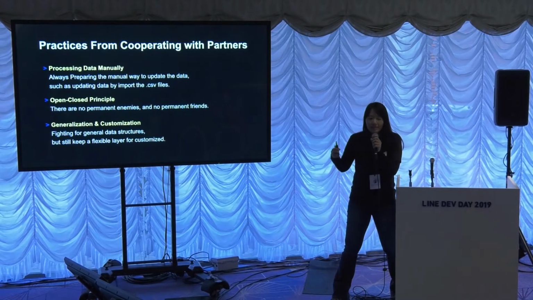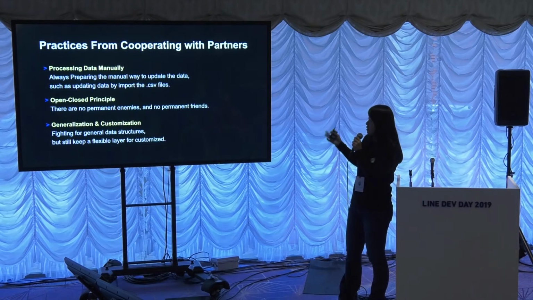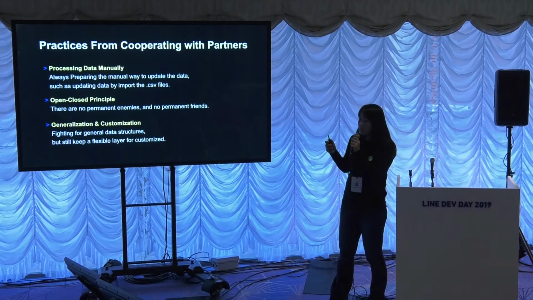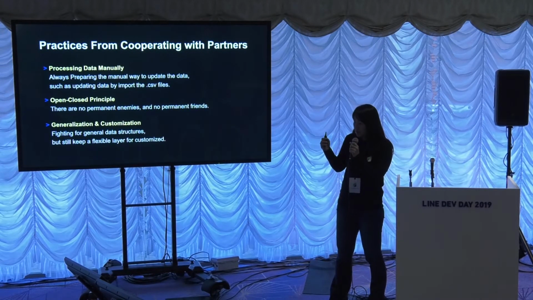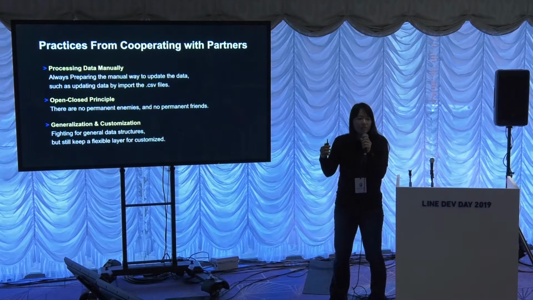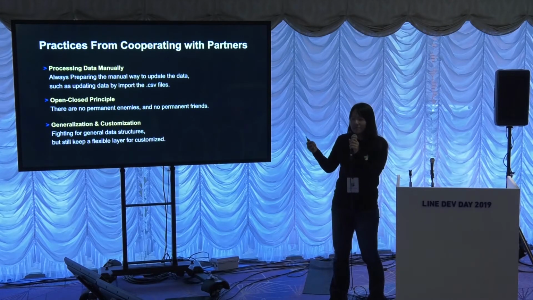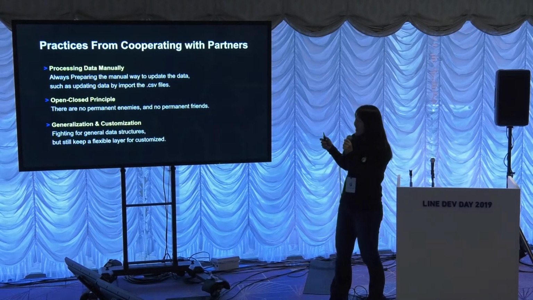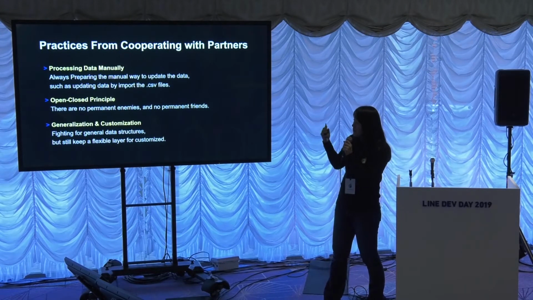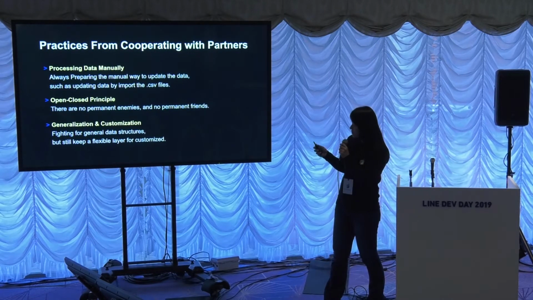So we have some practices for cooperating with partners, and I listed the top 3 rules. The first one is we must provide a manual way of processing data, because as engineers, the intuitive way to exchange data is just to turn on a server and run the program automatically. But the truth is not all potential partners have enough engineering resources. So if we keep manual ways, that means we keep the chance for those potential partners.